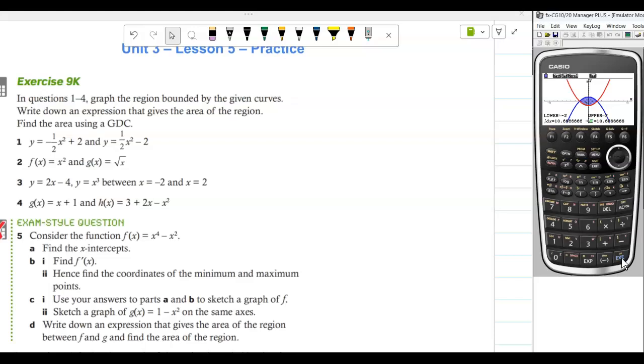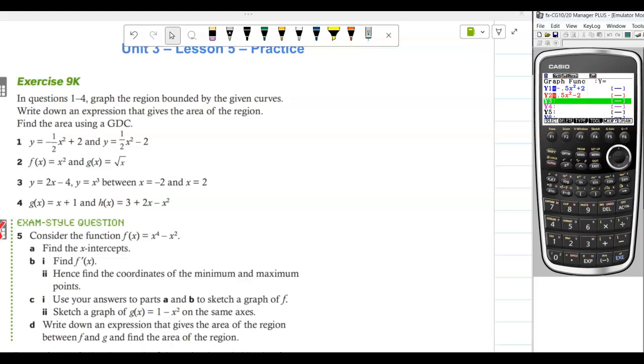Enter. So that's your area. But they wanted you to write the expression. Now you need to know in the expression which is the upper curve and which is the lower curve. In the bounded region, red is low, so blue is upper.